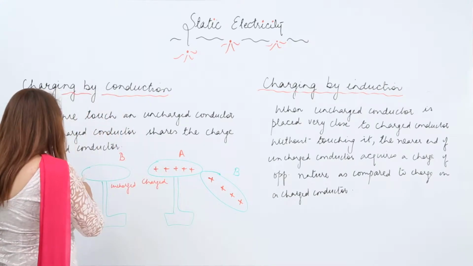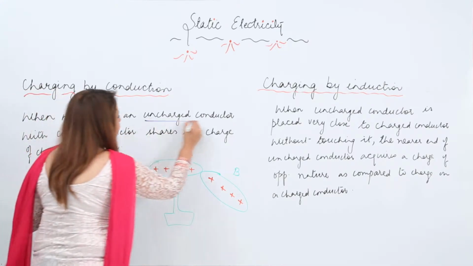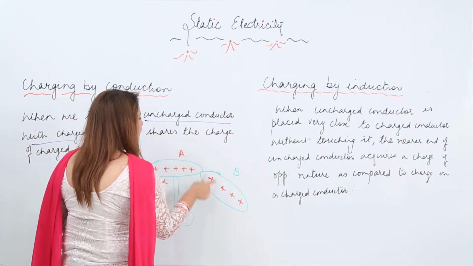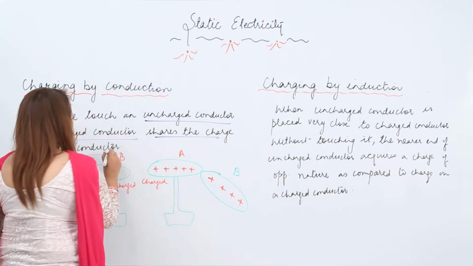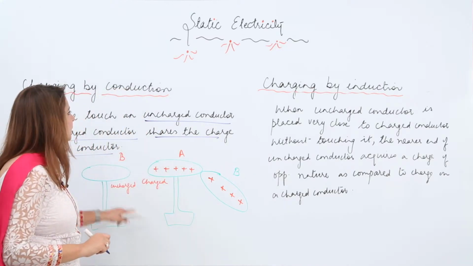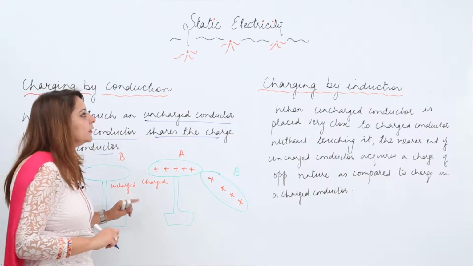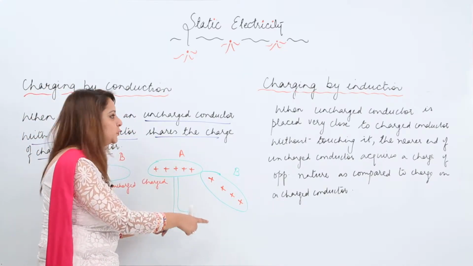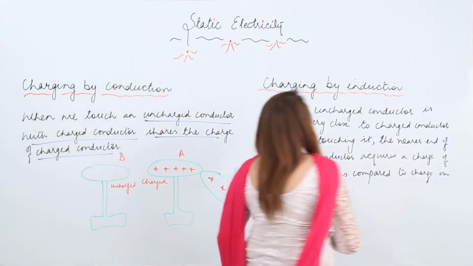So when we touch an uncharged conductor with a charged conductor, then the uncharged conductor shares the charge of the charged conductor, right? So this is charging by conduction. And you have to notice that the same charge will be acquired in the uncharged body. Now we can also charge by induction.